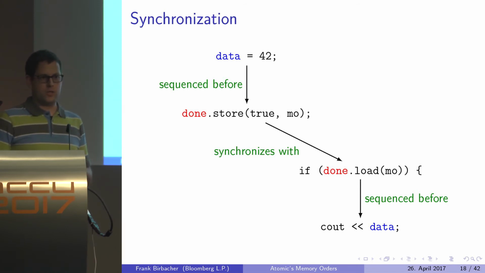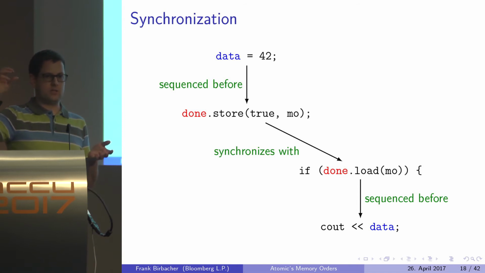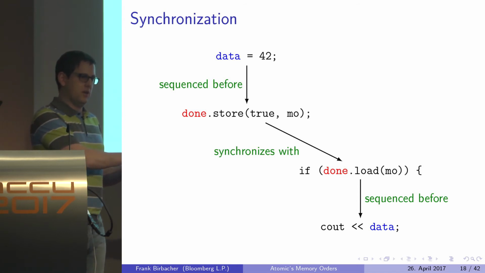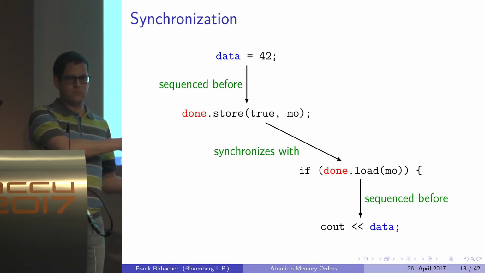And for this to work, we need a synchronizes-with relation somewhere in between. So writing of the data is sequenced before setting your atomic. The atomic synchronizes with reading the atomic and observing this value. And this is sequenced before, in the other thread, evaluating the data. Okay?